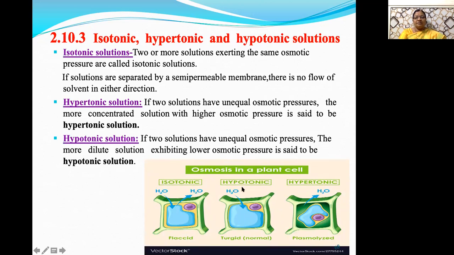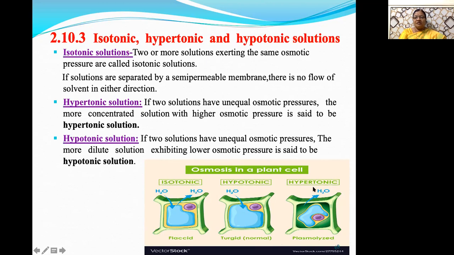Hypotonic means that outside this plant cell, you can observe the water enters into the plant cell through the cell wall. So as water enters from the outside into the cell, the concentration outside the cell must be lower, therefore hypotonic.